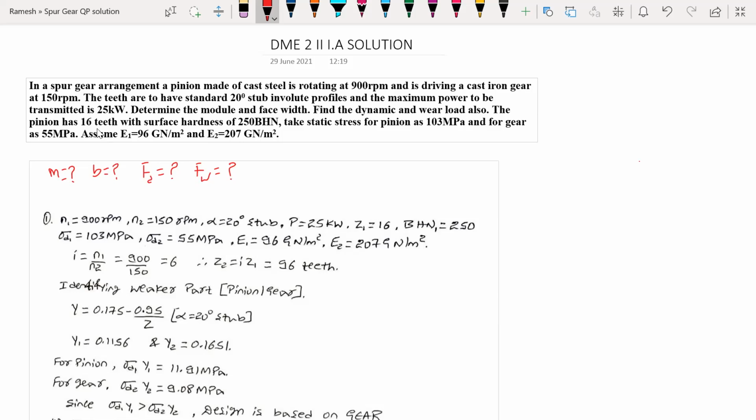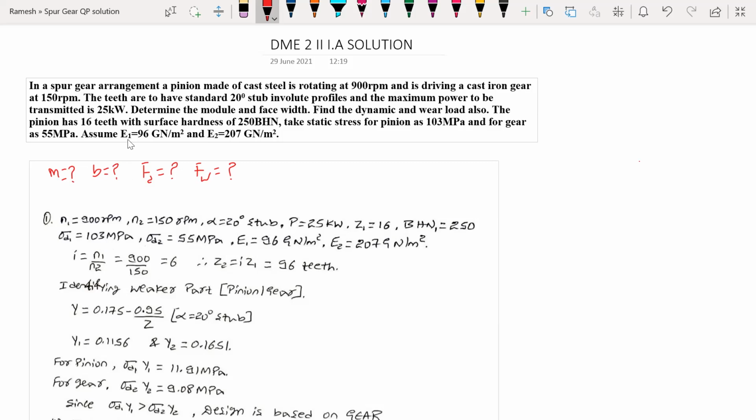The pinion has 16 teeth. Means Z1 is given. Z1 is 16 with surface hardness of 250 BHN. Brinell hardness number is 250 for the pinion. I have noted that. Take static stress for pinion at 103 megapascal. That is sigma D. For pinion, I will take it as sigma D1. It is 103 megapascal or Newton per mm square. And for gear, it is given as 55 megapascal. Gear means I will take it as sigma D2.